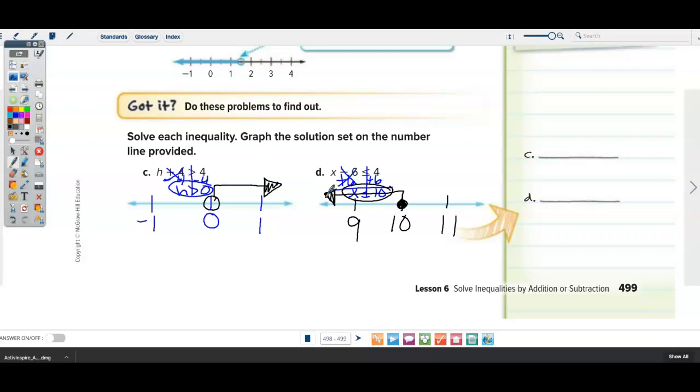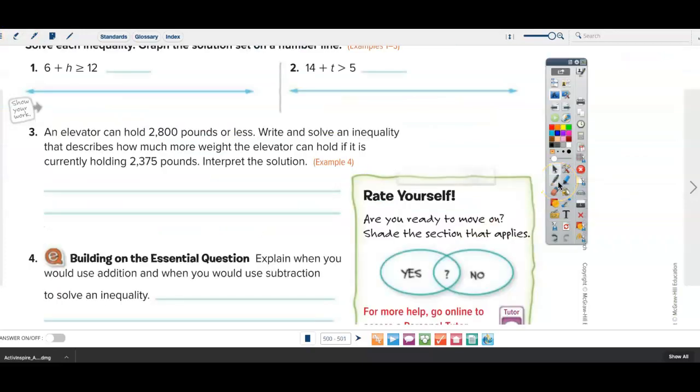All right, I'm going to do a story problem with you on page 500. I'm going to look at number 3. On number 3, an elevator can hold 2,800 pounds or less. We need to write and solve an inequality that describes how much more weight the elevator can hold if it is currently holding 2,375 pounds. Then we have to interpret the solution.